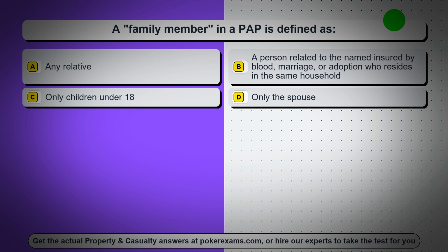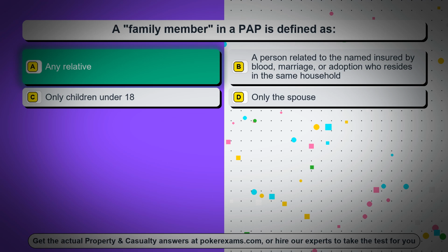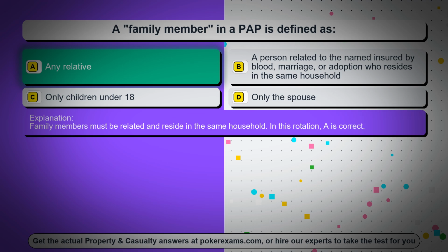Question 1. A family member in a PAP is defined as: Option A, any relative. Option B, a person related to the named insured by blood, marriage, or adoption who resides in the same household. Option C, only children under 18. Option D, only the spouse. The correct answer is Option A, any relative. Family members must be related and reside in the same household. In this rotation, A is correct.